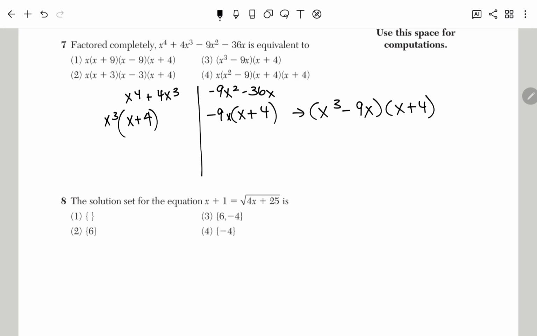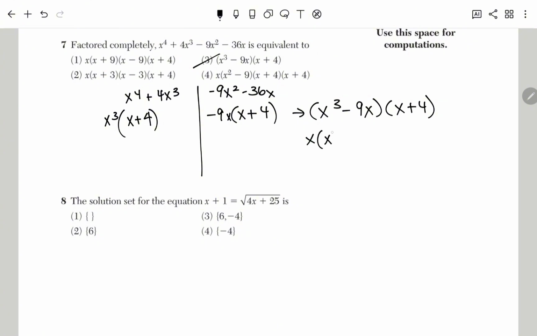Look at that. Answer choice 3 works, right? But is it factored completely? No. Because I can still factor out a GCF between x cubed minus 9x. So answer choice 3 is eliminated. I can still factor this out. So what is the GCF between x cubed minus 9x?